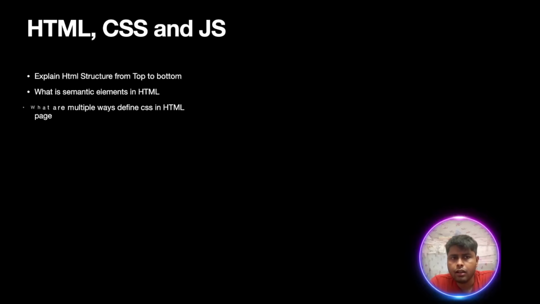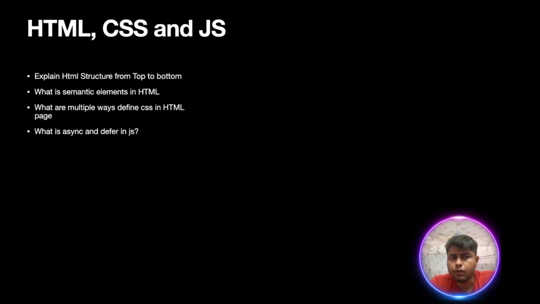Now if I talk about the first part, that is HTML, CSS and JavaScript. The first question he asked in HTML was to explain the HTML structure from top to bottom, like we have the html tag, then head tag, body tag. These types of things he asked me. Then he asked what are semantic elements in HTML and to give some examples. Then he asked what are the multiple ways we can define CSS in an HTML page, like we have internal, external, inline CSS. So basically he asked this.